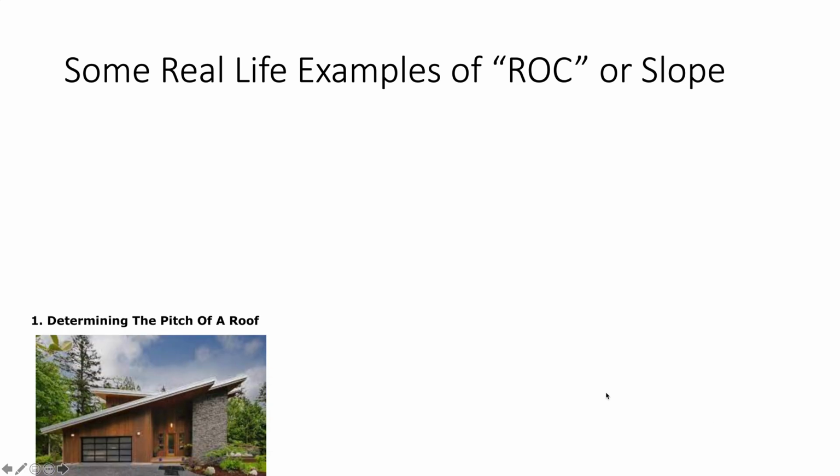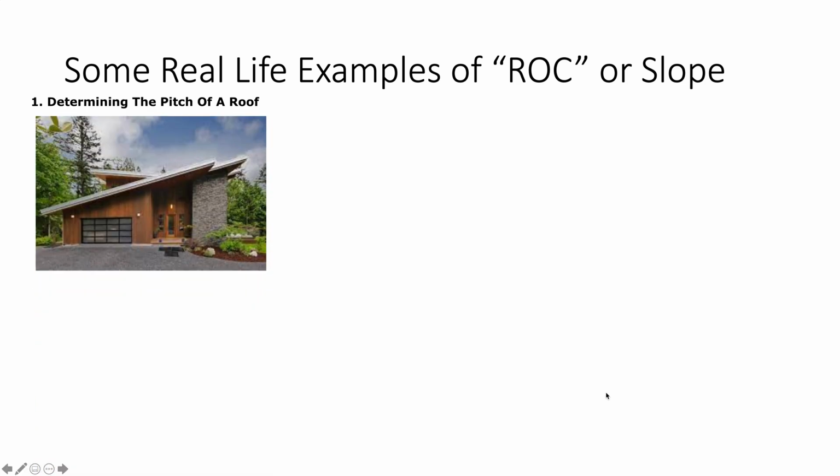Okay, now some real life examples of where rate of change might be used. One is determining the pitch of a roof. Now, I built the house. Well, I didn't. I paid someone to build a house for me. In October of 2019, it was finished. So it started in 2018, finished in 2019. And pitch of a roof was a big deal.